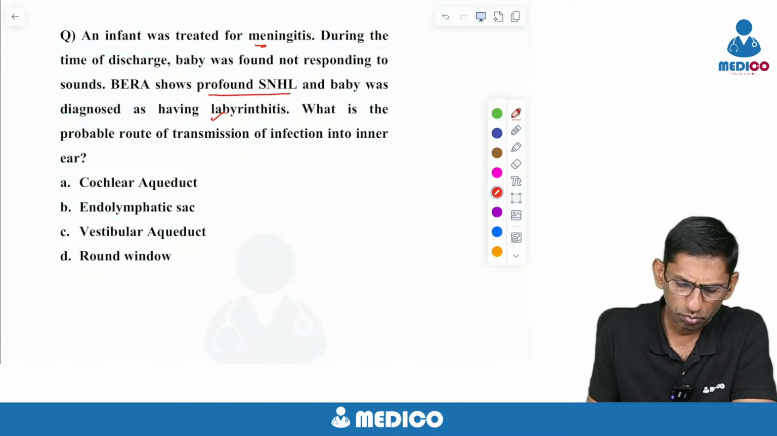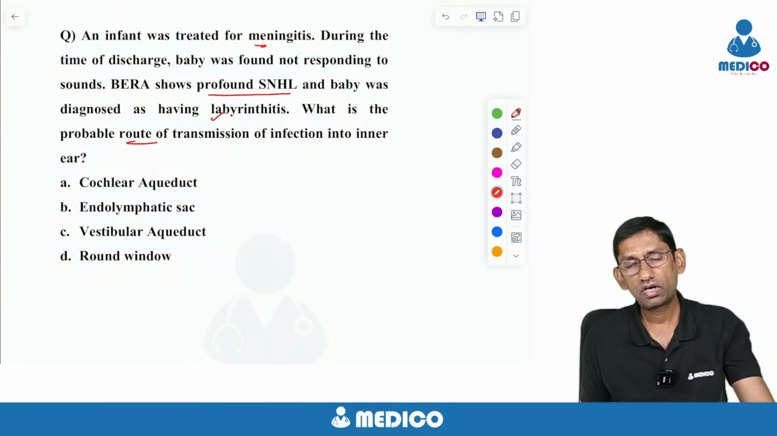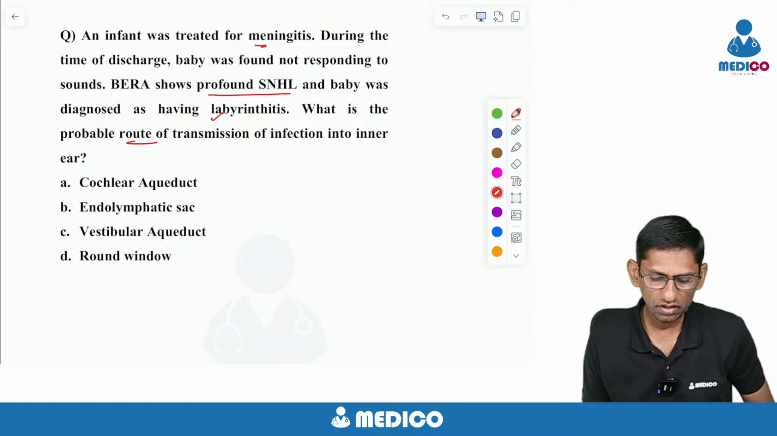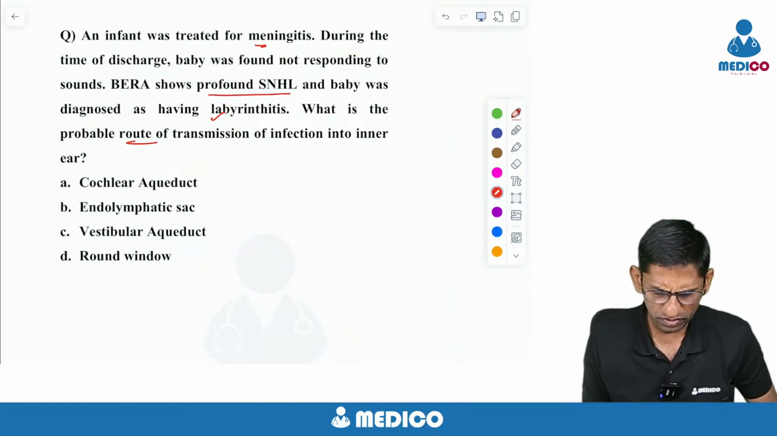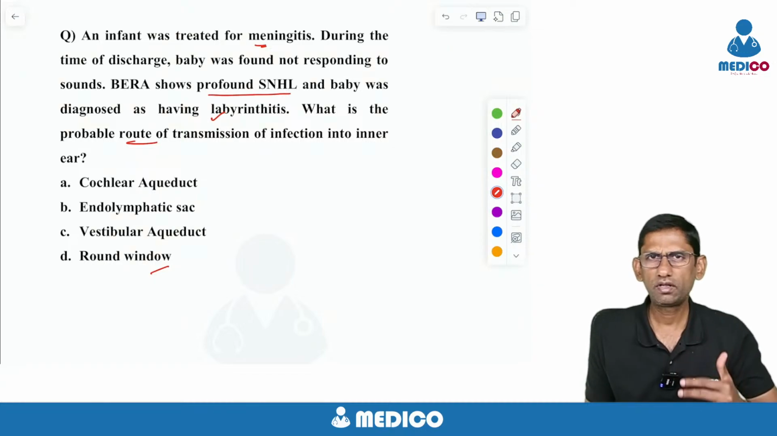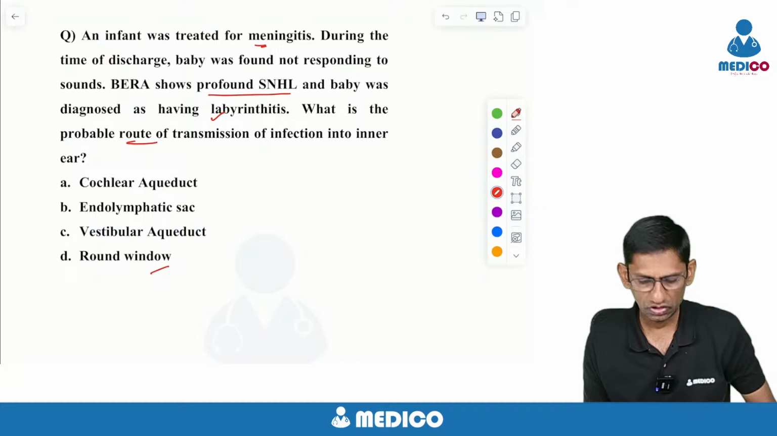So what is the probable route of transmission of infection from the intracranium into the inner ear? Cochlear aqueduct, endolymphatic sac, vestibular aqueduct, round window. We can easily rule out the round window. The round window is a connection between the middle ear and the inner ear. It cannot be a connection between the inner ear and the intracranium. So D is not an answer.